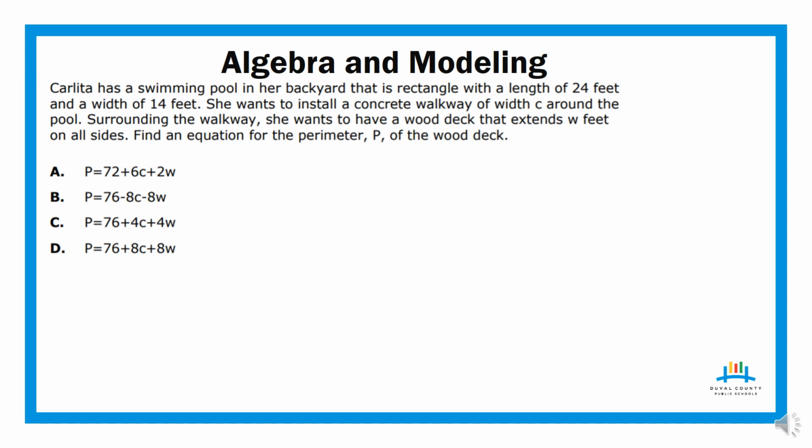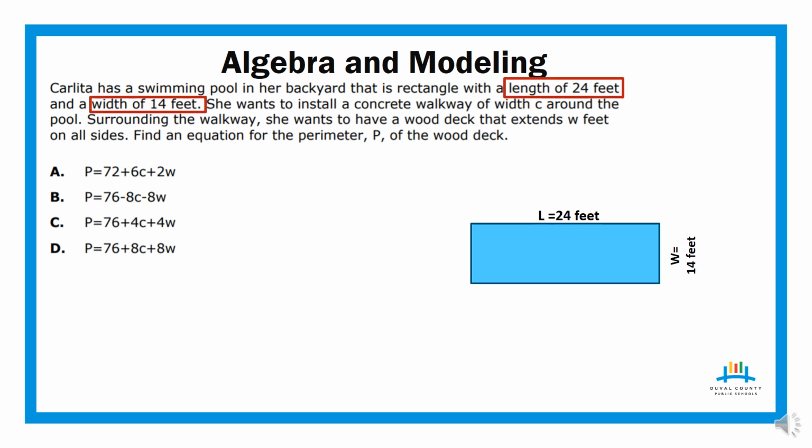She wants to install a concrete walkway of width C around the pool. Surrounding the walkway, she wants to have a wood deck that extends W feet on all sides. Find an equation for the perimeter P of the wood deck. So now we're going to go back in and pick out the key information. Carlita has a swimming pool in her backyard that's a rectangle. The length of this rectangle is 24 feet and her width is 14 feet.